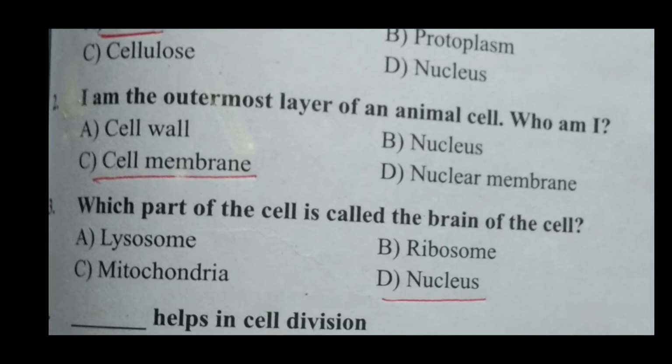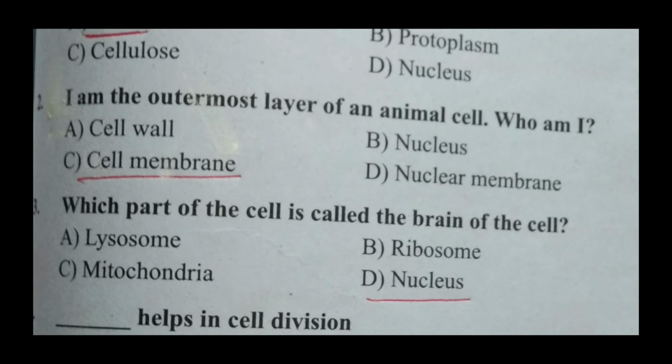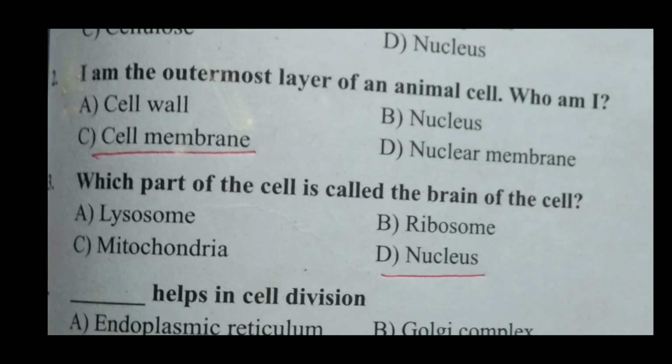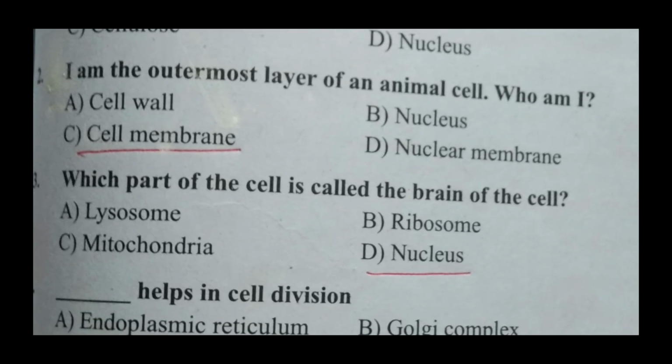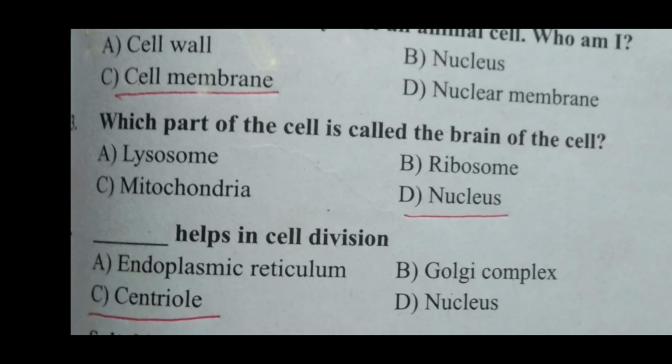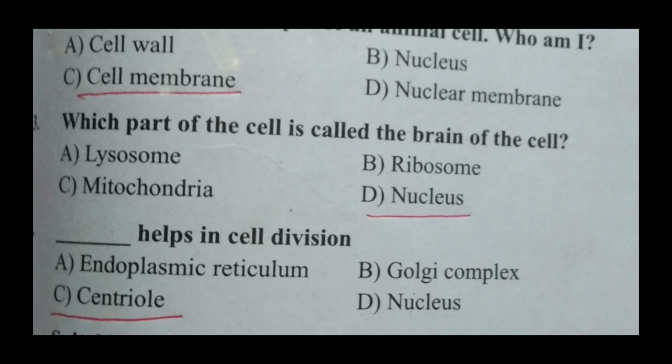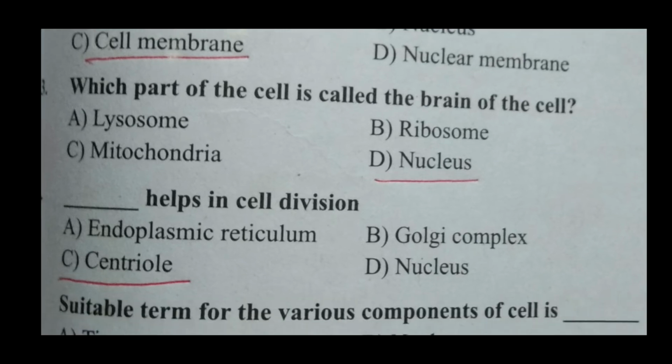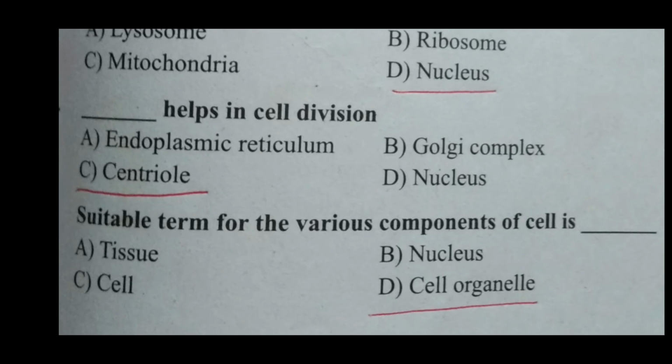The third question is, which part of the cell is called the brain of the cell? The answer is nucleus. Nucleus controls all the activities of the cell. So, the answer is nucleus. And the next one is dash helps in cell division. The answer is centriole. Centriole is the cell organelle which helps in the cell division. It is present only in the animal cell and absent in the plant cell.